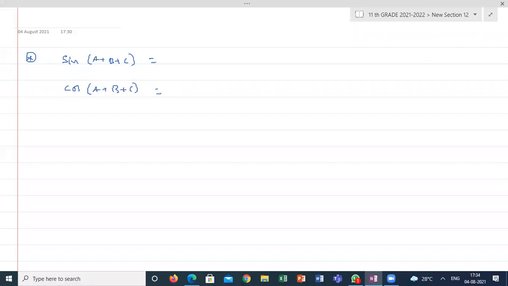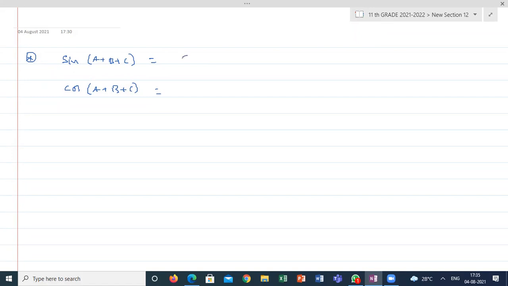Sir, we can consider A plus B as X and C as Y. Yeah. That is general; for 3 angles or 4 angles you can do like this. But there is a pattern. It will come under series and sequences. If sine of A1 plus A2 plus A3 plus and so on, AN, how to write?